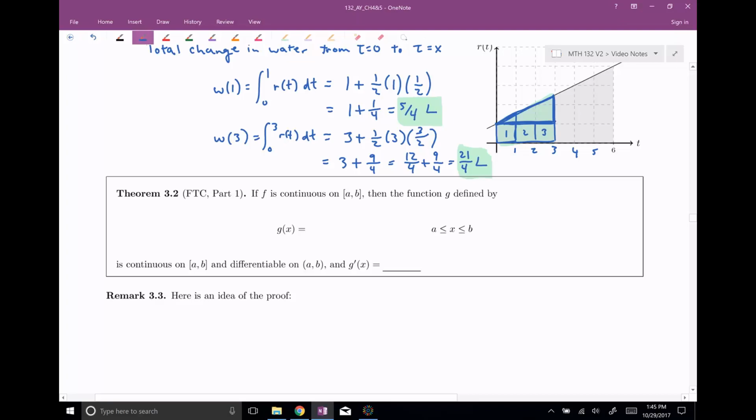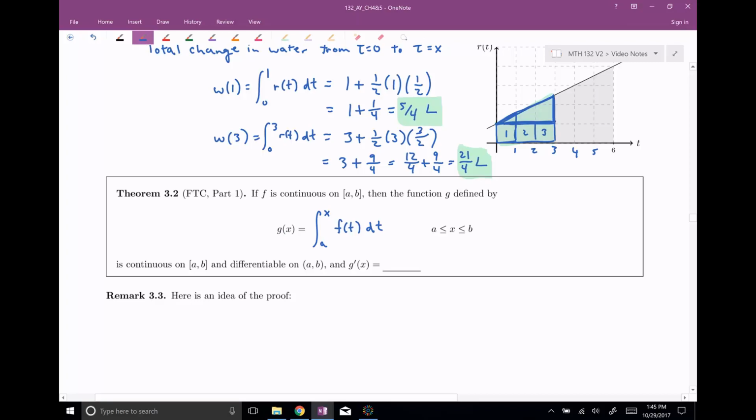If f is a nice continuous function on some interval a to b, and g of x is defined by, and this is going to have a definite integral in it, from some a value, your starting point, whatever this a is here, to x, some variable, of f of t dt. So it's the integral of some function, the definite integral, and that x is kind of where we stop integrating, where we stop adding up our area.